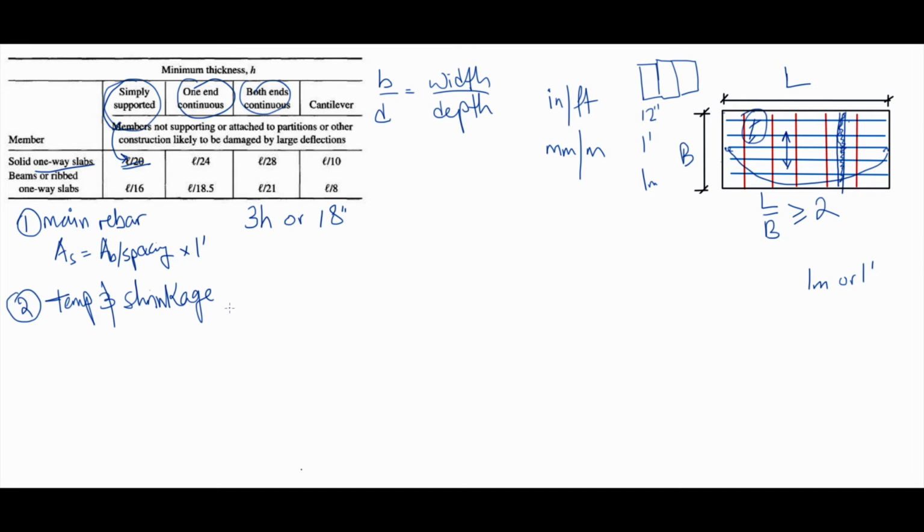And what does that mean? The code states that shrinkage and temperature reinforcement must be added to reduce the stresses induced by shrinkage and temperature due to weather changes. And we'll talk about two criteria. Talk first about the spacing. The spacing is either 5 multiplied by h or 18 inch. Okay, this is the maximum spacing.